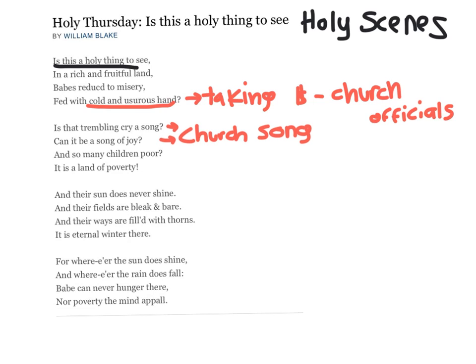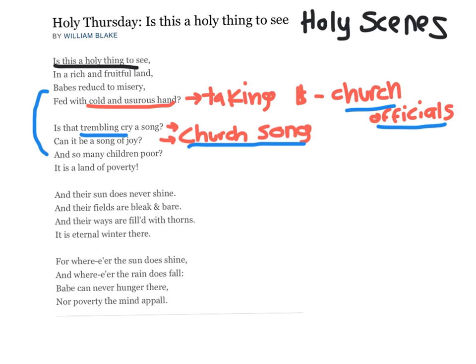And in the next stanza, more rhetorical questions about if this trembling cry is a song, and if this song, or church songs, which we established earlier, can be a song of joy. We also said that these poor children are these babes reduced to misery, being fed with the cold and usurious hands now of church officials, as they're singing church songs, which sound like a trembling cry.